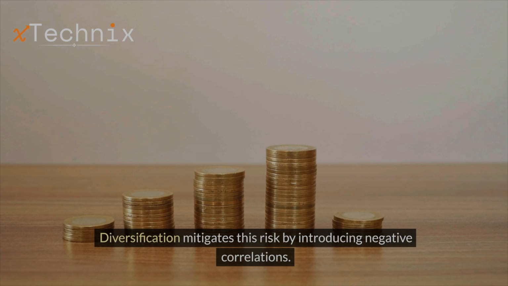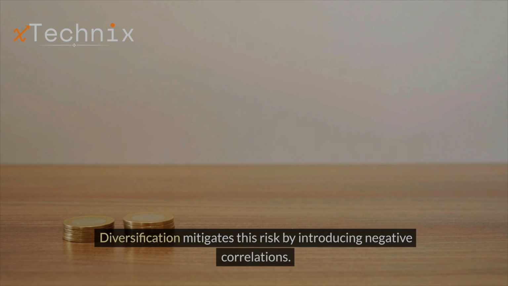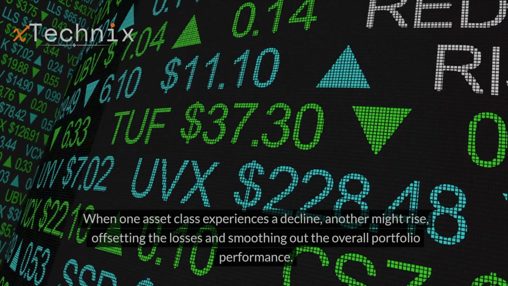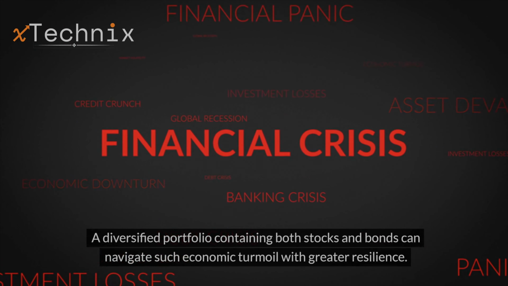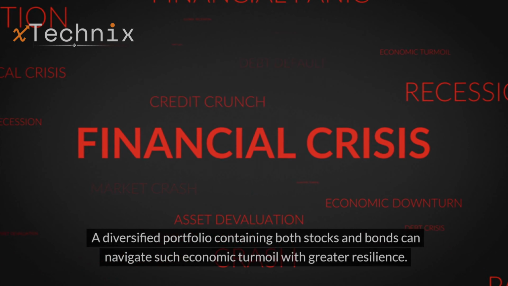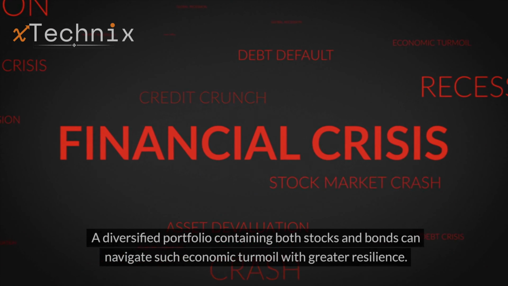Diversification mitigates this risk by introducing negative correlations. When one asset class experiences a decline, another might rise, offsetting the losses and smoothing out the overall portfolio performance. For instance, during economic recessions, stock prices typically fall. However, government bonds tend to perform well as investors seek safer havens. A diversified portfolio containing both stocks and bonds can navigate such economic turmoil with greater resilience.